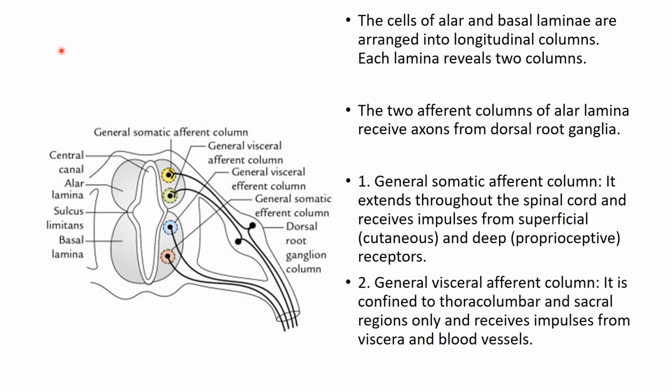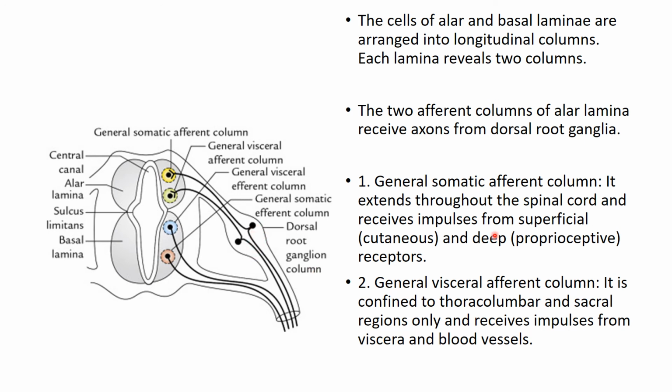Now, having studied the different functional columns that form in the spinal cord, let us see their function and where they are located. The cells of the alar and basal lamina are arranged into two longitudinal columns. These are the columns of the alar lamina, these are the columns of the basal lamina. Now, the two afferent columns are those present in the alar lamina. They receive axons from the dorsal root ganglion. And what do they do?